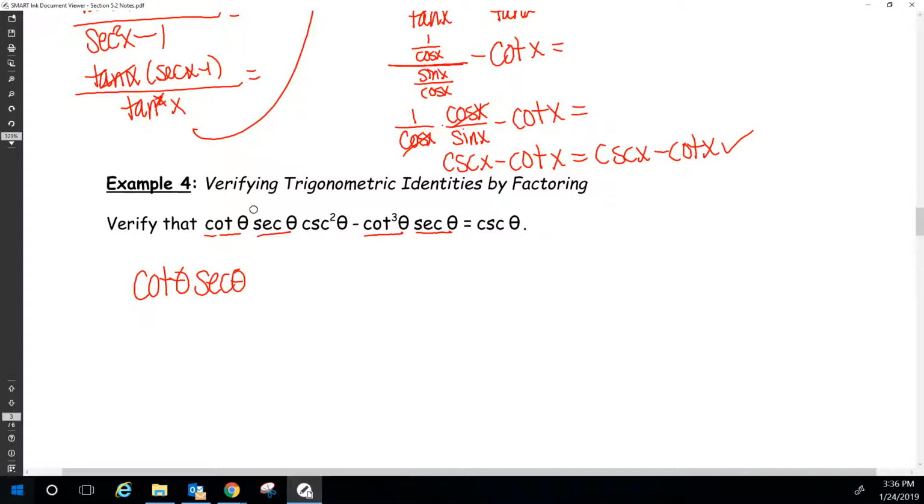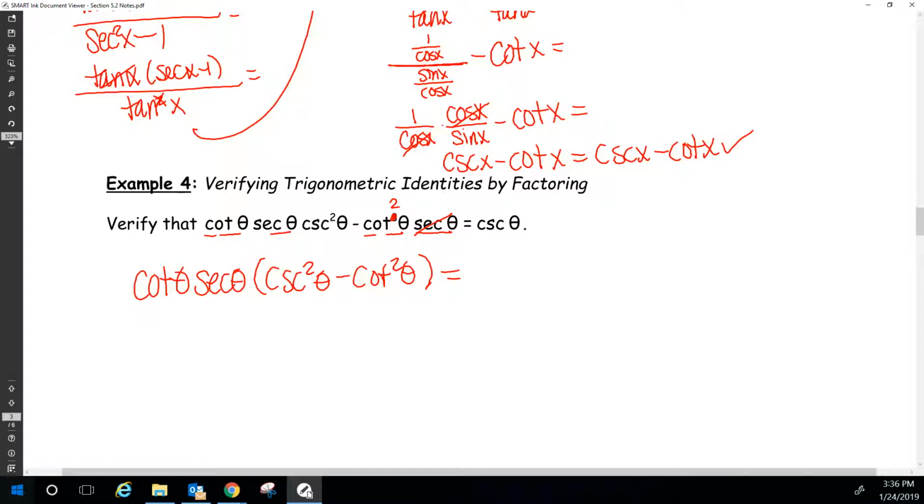When I take those guys out of this term, I'm left with cosecant squared theta. When I take away one of these cotangents, this becomes cotangent squared theta, and we get rid of this guy, so minus cotangent squared theta.